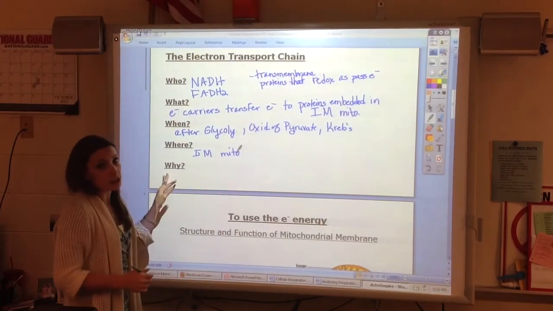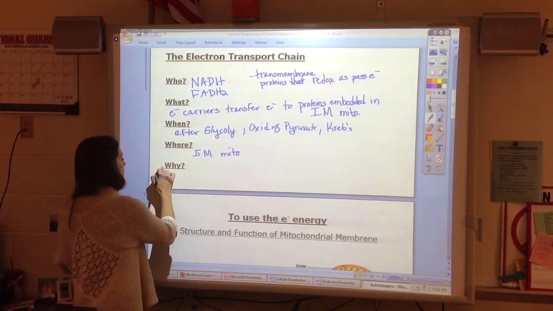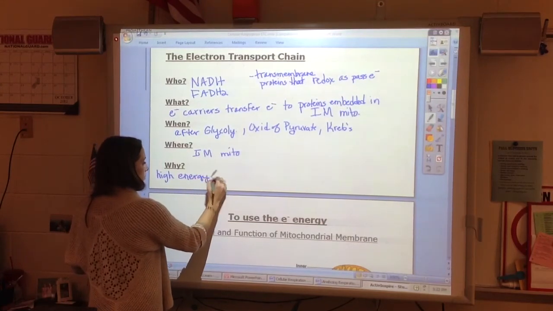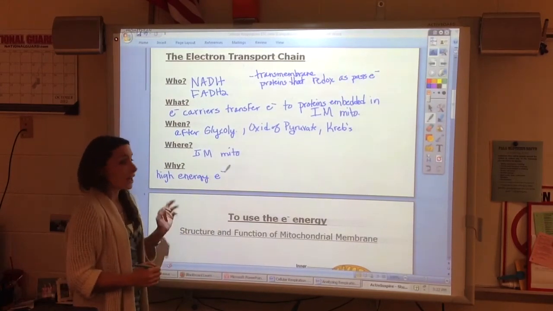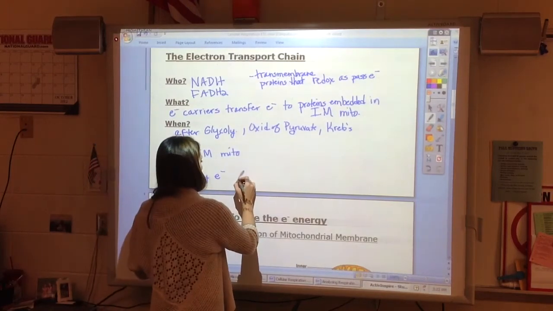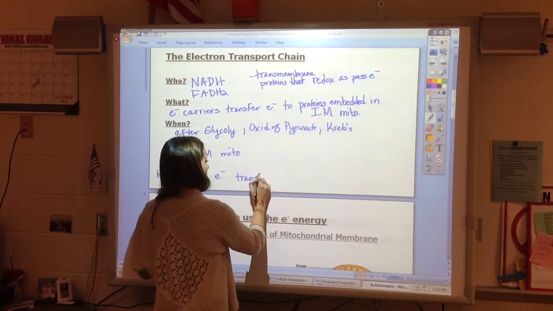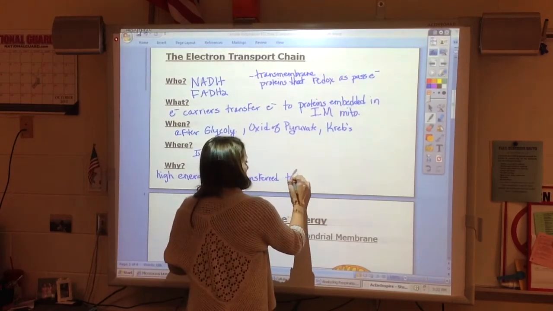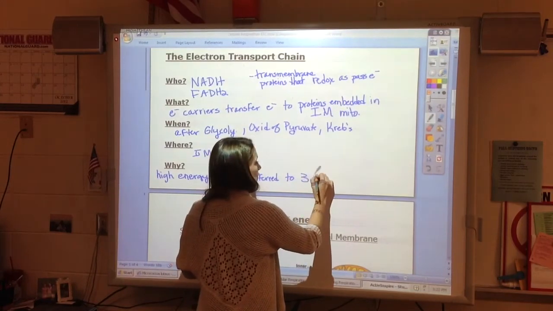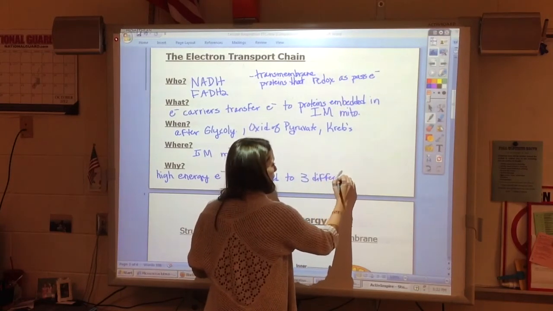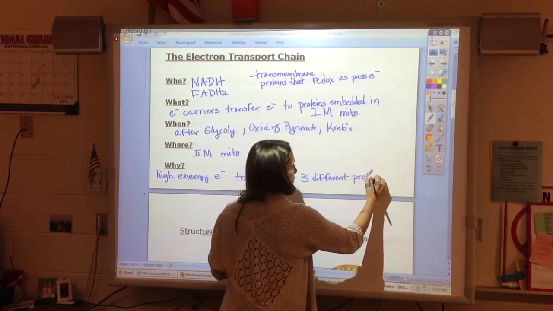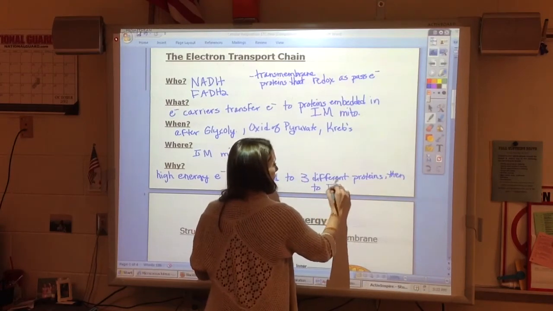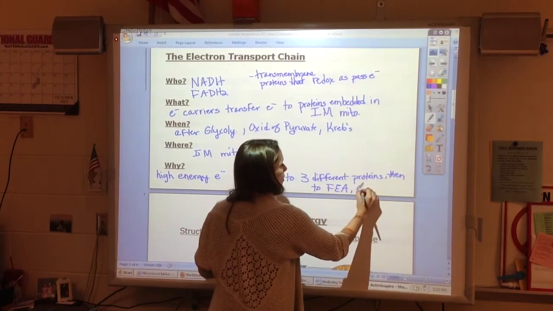And here's the big question. Why is this happening? Because we have high energy electrons that are going to be transferred to 3 different proteins, and then to the final electron acceptor, oxygen.